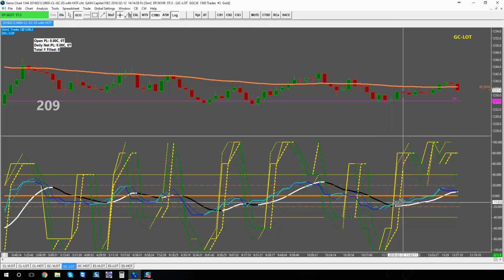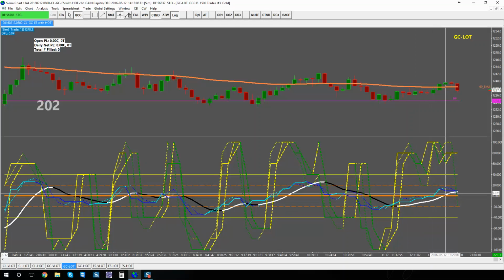Here, you take it for the long, and the distance between the black and white and the blue remains constant, so you know that you're in a sustained trend. So you stay with it until the lines gather to go down. Right here, you exit.